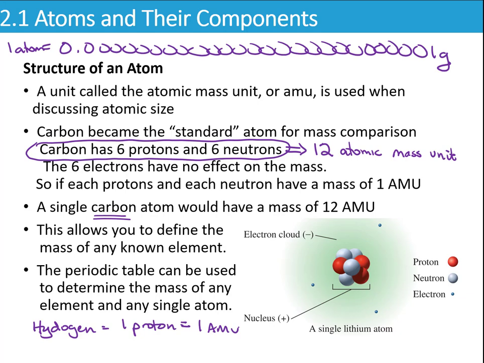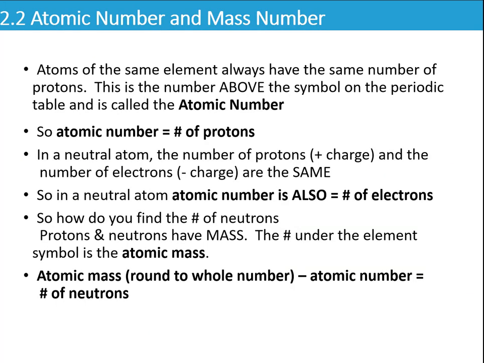So they started to look at how on the periodic table, do you see the number above? The number above every symbol is called the atomic number. The atomic number tells you the number of protons. So if you're looking at your periodic table, this is why I say you don't ever have to memorize anything on the periodic table. You just have to know how to use it.